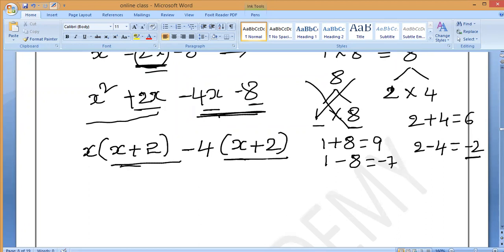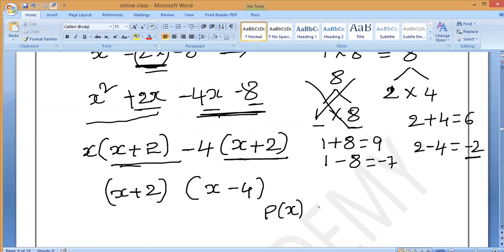Now, find the zeros of the polynomial fast. x minus 4 and x plus 2 are the common factors. So minus 2 and plus 4 are the zeros. Here we have to find the zeros of the polynomial, so the polynomial function p of x is equal to 0.